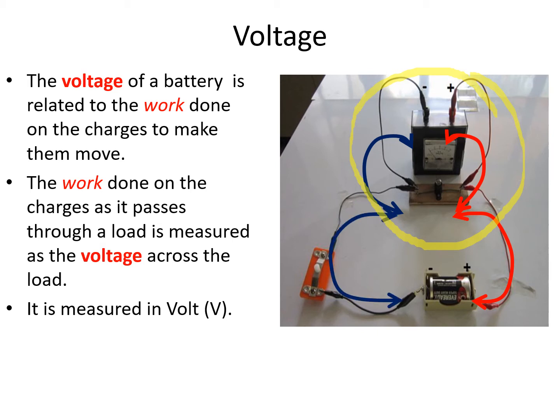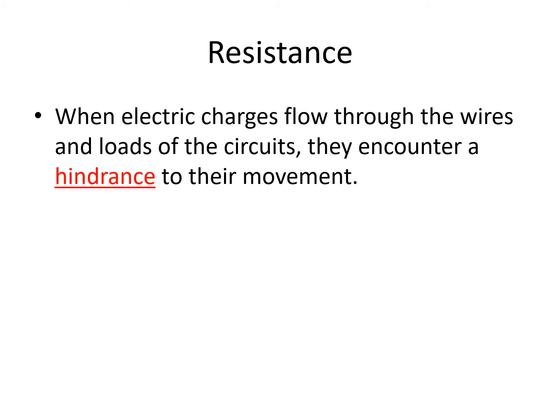of the dry cell. The last quantity is resistance. When electric charges flow through the wires and loads of the circuits, they encounter a hindrance to their movement, and this hindrance is called resistance. It is measured in ohm, which has a symbol omega.